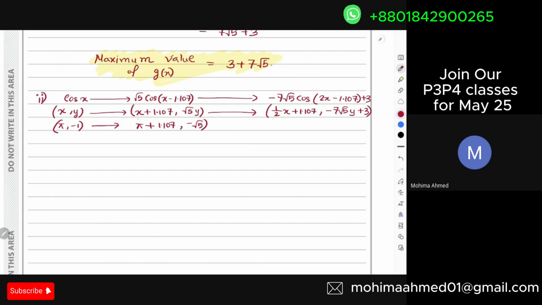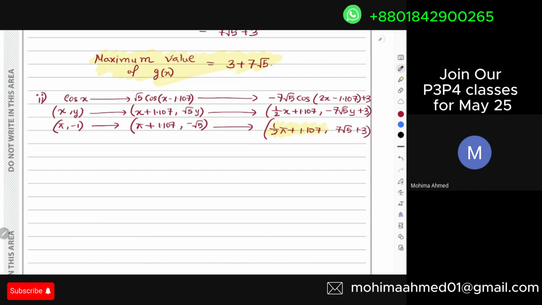And if you convert this into your final coordinate, it will be half pi plus 1.107, and then obviously we got the coordinate already. It was 3 plus 7 root 5, so we can write 7 root 5 plus 3, right? So we got this value. This is your final case. This is your actual answer over here.